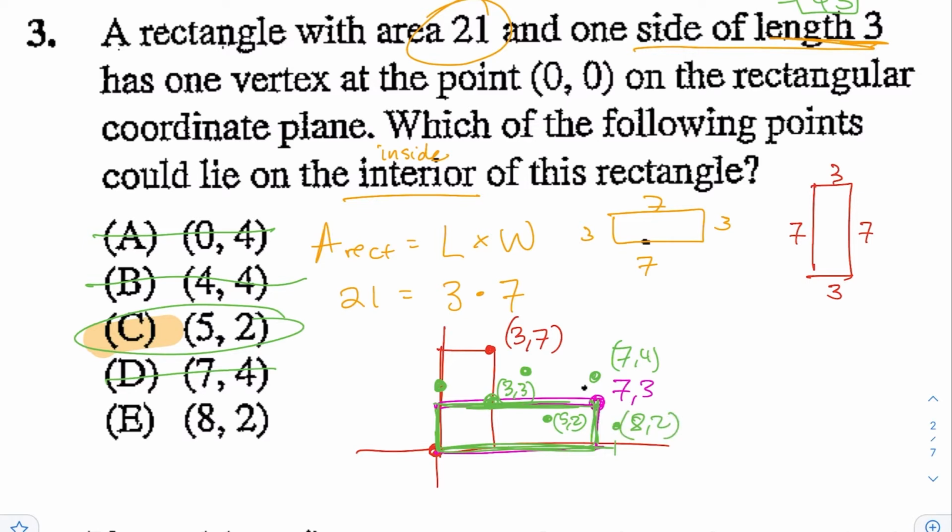So choice A is on the rectangle, not inside it, and the other choices are all outside the rectangle. Only choice C is the only one that could be inside the rectangle. Again, the keyword here is could.